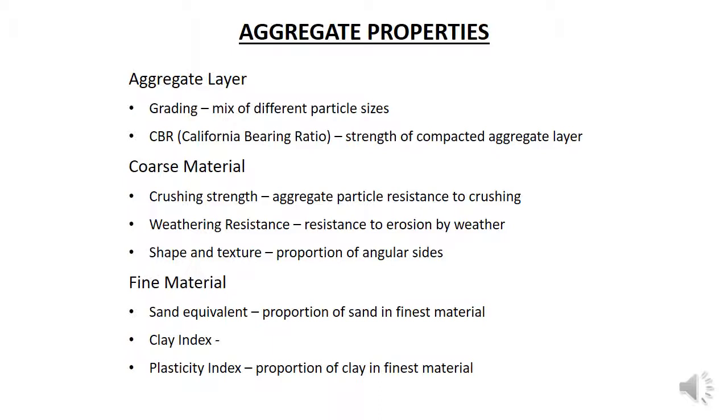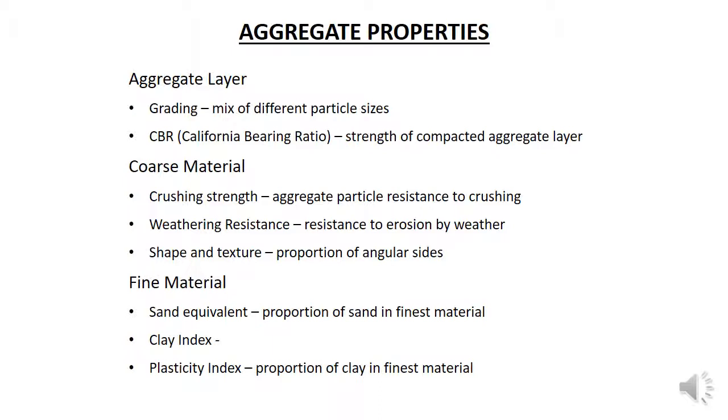Aggregate is a mix of separate gravel and sand particles. Unbound means the aggregate particles are not cemented or otherwise stuck together. Unbound aggregate or granular layers rely on the interlocking of the various aggregate particles for their strength.